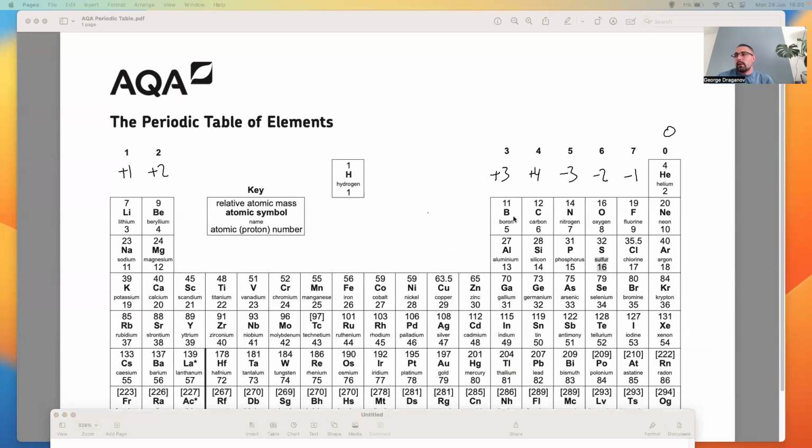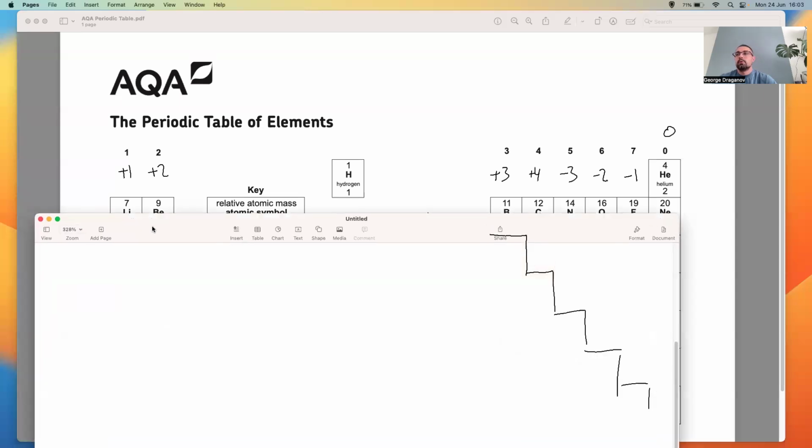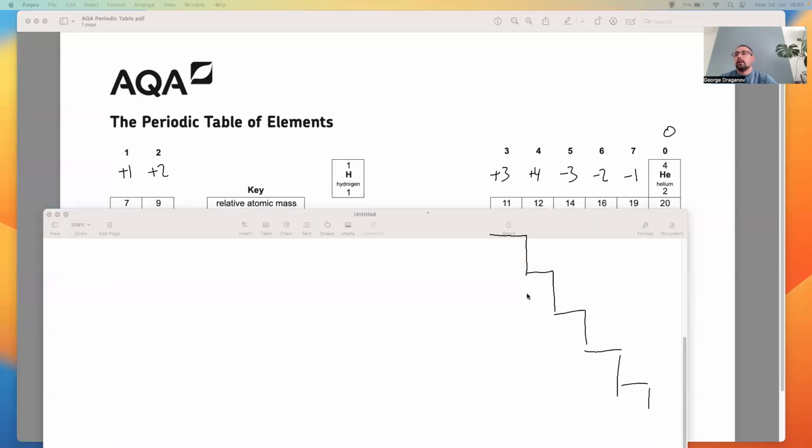Now, you should be aware of that zigzag line that goes here between the metals and non-metals. That will be discussed later on in the course. So metals will always be positive, non-metals will always be negative. If I write that out now, you could actually learn the group number and the charge.